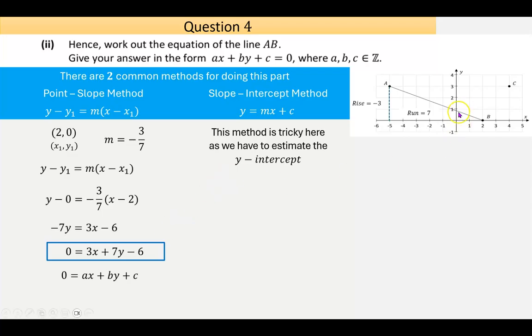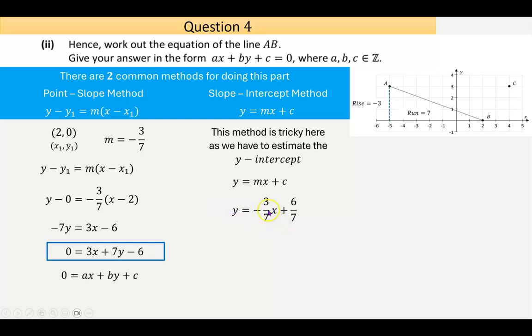We have to estimate it, and the estimate I'm going to use is 6/7. And we use the formula y is equal to mx plus c. M is the slope, which we know. C is the y-intercept, which we're saying is 6/7. Okay, so I substitute those two numbers in. Now, they're fractions, so I need to get rid of the 7 on the bottom.